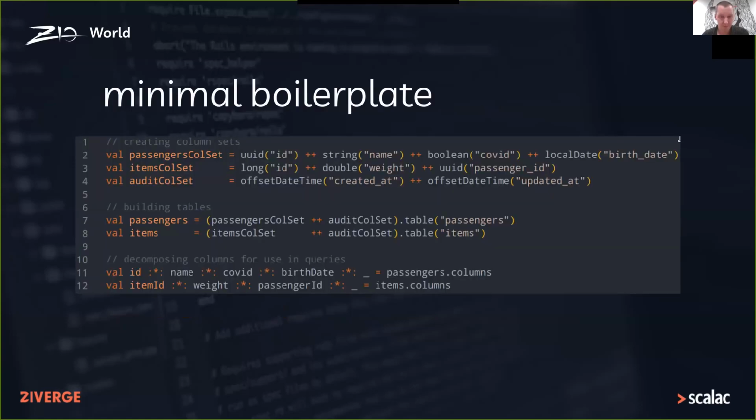Well, for one, minimal boilerplate and full composability. In this slide, we are defining two tables, and because everything is a value, having a common set of columns for these two tables is really trivial, compared to the boilerplate in Slick. This is really lightweight.